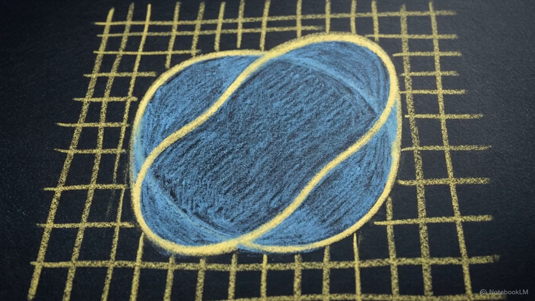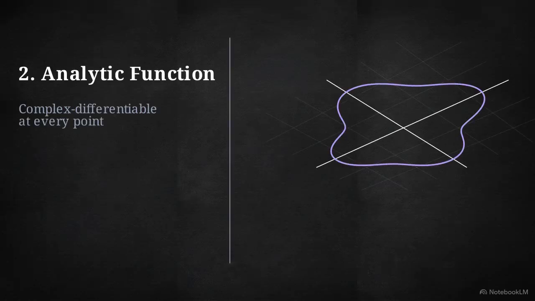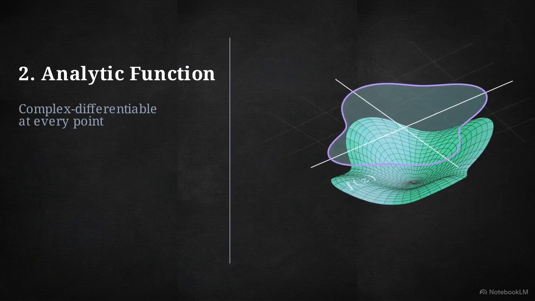This topological separation provides the required scaffolding. Without it, the functional analysis cannot take place. Within this boundary, we introduce a mathematical function. This function must be holomorphic or analytic. To be analytic, the function must be complex differentiable at every point within the domain.